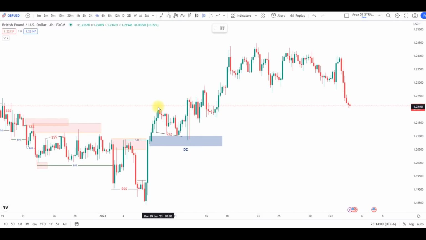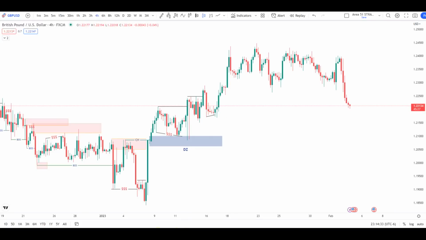Same thing happened here. It created a little bit of a high, and then it came down all the way low. High, low, and then high. We have another break of structure here. So where's your liquidity in this case? Your liquidity will be somewhere here.